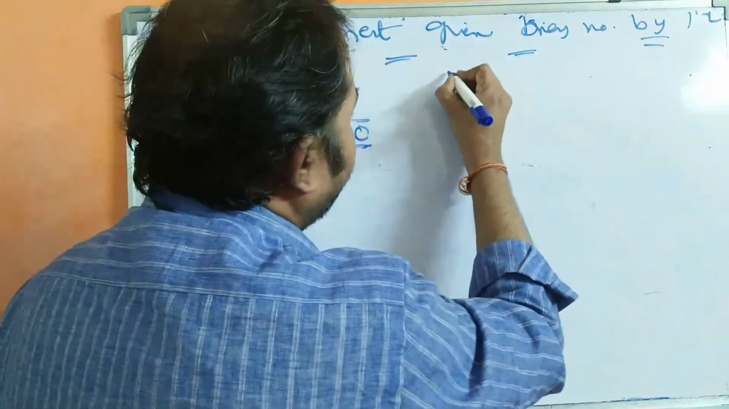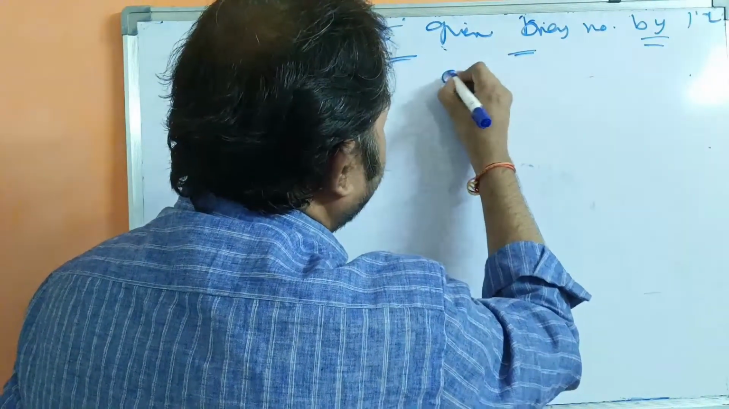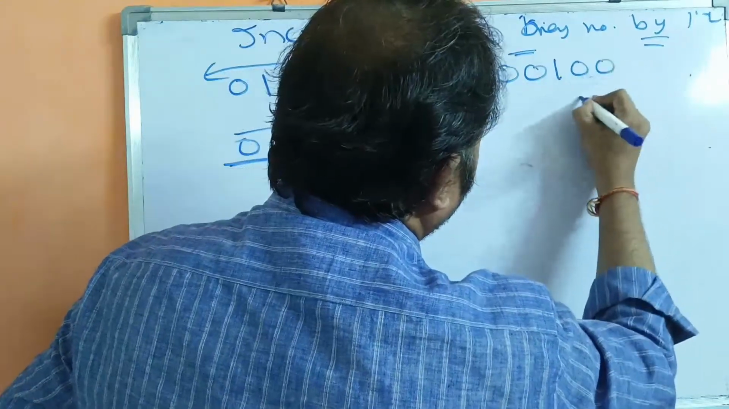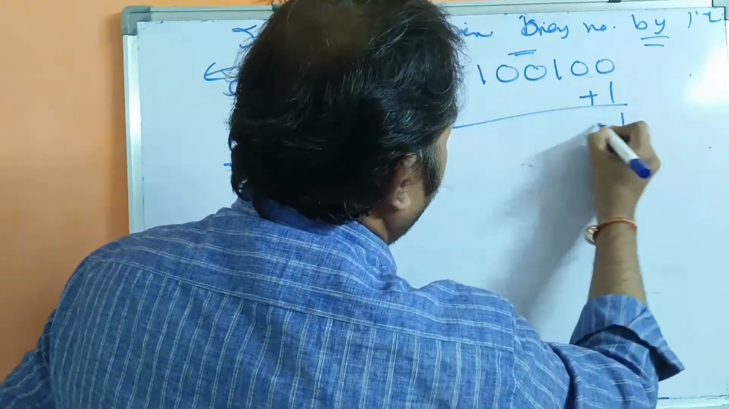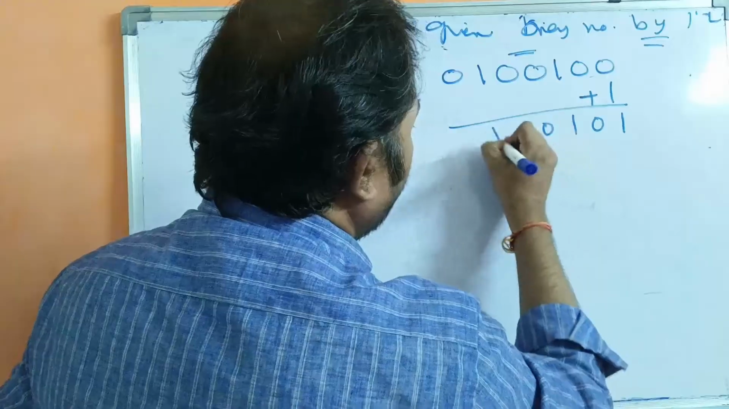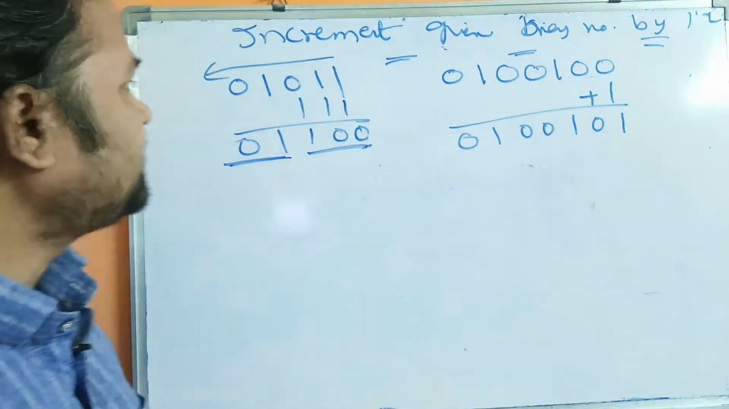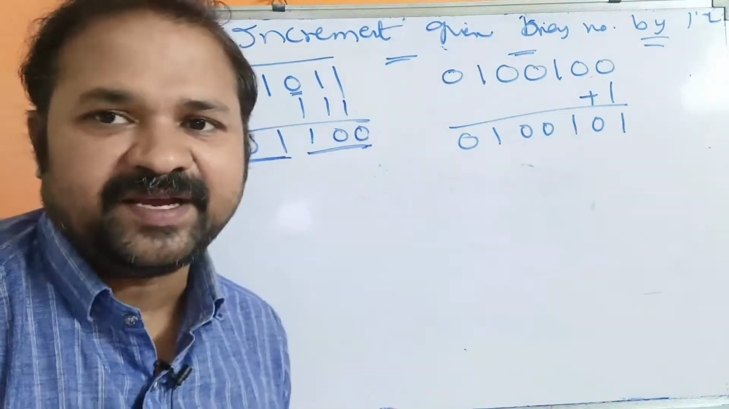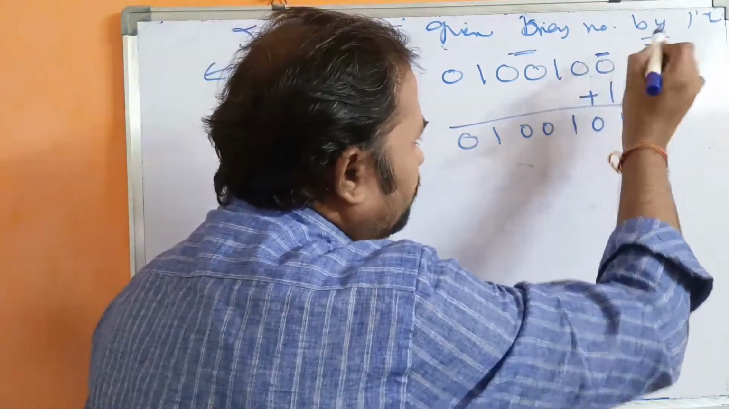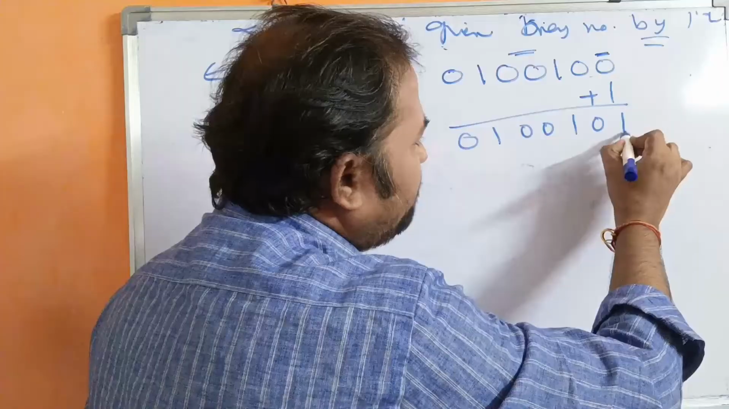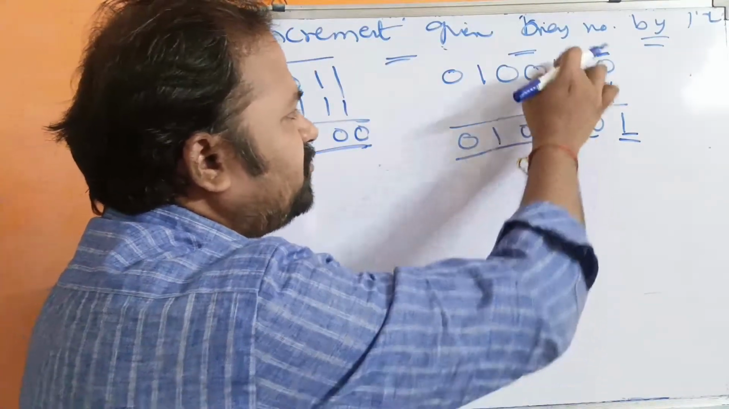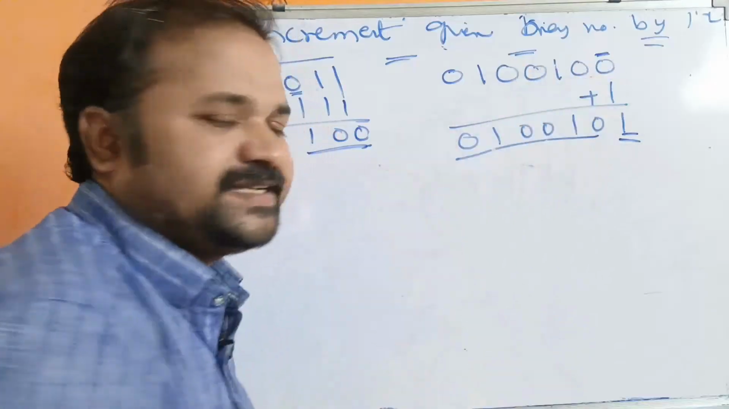Let us see another example. Let the string be like this: 0, 1, 0, 0, 1, 0, 0. Let us add 1 to it. So 1, 0, 1, 0, 0, 1, 0. So here what is the logic? Up to first 0, invert each and every bit. Here this is the first 0. So invert the bit. So 0 will become 1. And after that keep the bits as it is. So keep all these bits as it is.